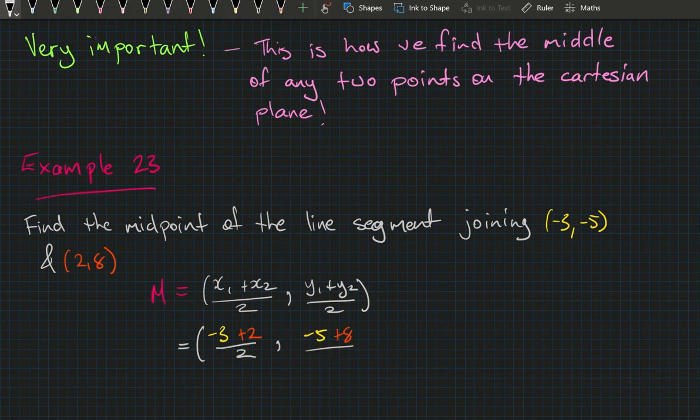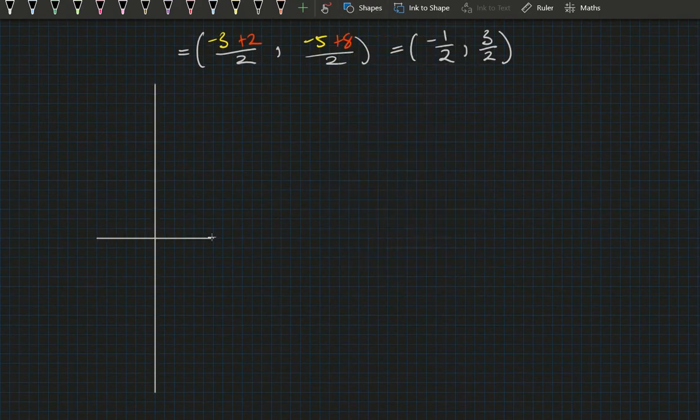So -3 plus 2 is -1. So our x value is -1 on 2, which is -1/2. And our y value is -5 plus 8, so that's 3 divided by 2. So that means that the midpoint of the line segment joining -3, -5 and 2, 8 is -1/2 and 3 on 2. Let's have a look at that on a graph.